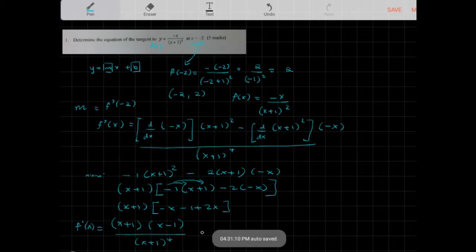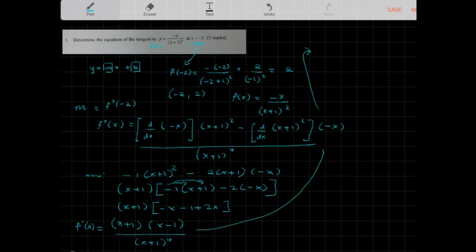Now at this point, I'm just going to simplify this a little bit. So if I simplify this, I can divide the common factors. This is power 1, this is power 4. So we basically have f'(x) = (x-1)/(x+1)^3.